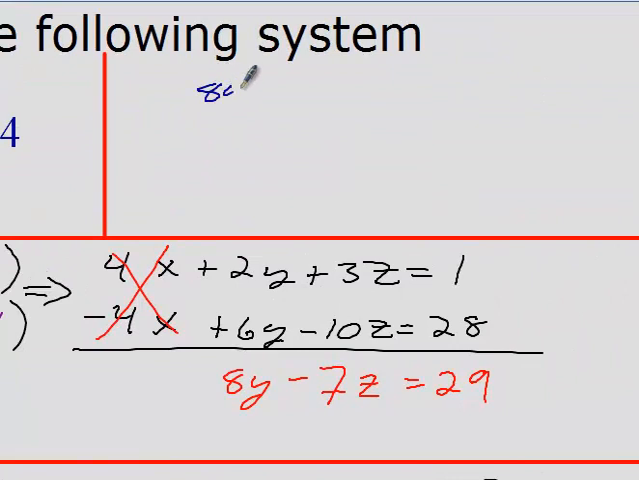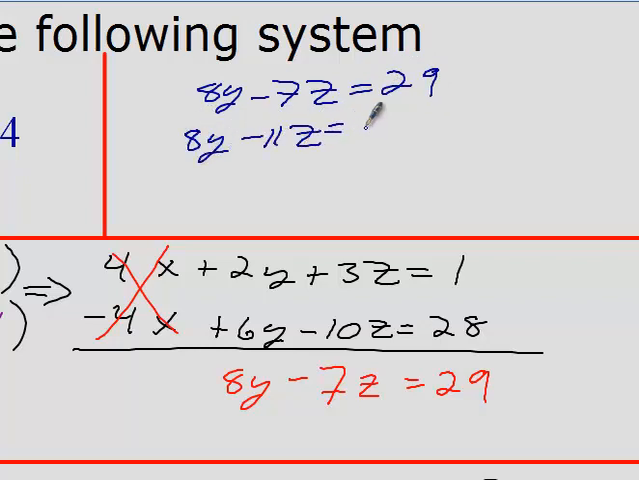So I'm going to have 8y minus 7z equal to 29 as one equation in the system. And I'm going to have 8y minus 11z equals 41 as the other equation in the system. Everybody all right so far? Okay, so now I'm just going to solve this system.